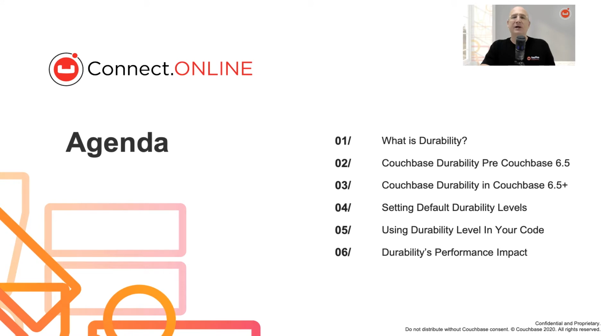So what are we going to talk about? We'll explain what durability is and what it is used for. We'll discuss the durability modes that Couchbase offers in the former versions of Couchbase, before version 6.5. We'll discuss what changes were made to Couchbase 6.5 in terms of durability. We'll see how you can set the default durability mode for your buckets with Couchbase 6.6. We'll learn how to use the new durability modes in your code in various languages.